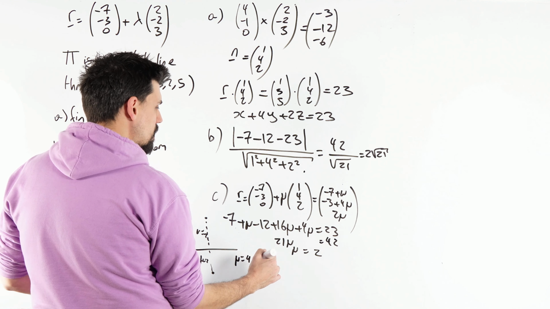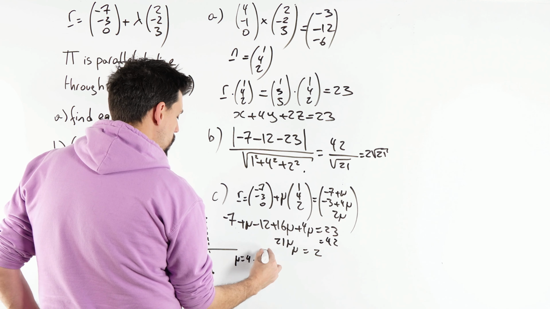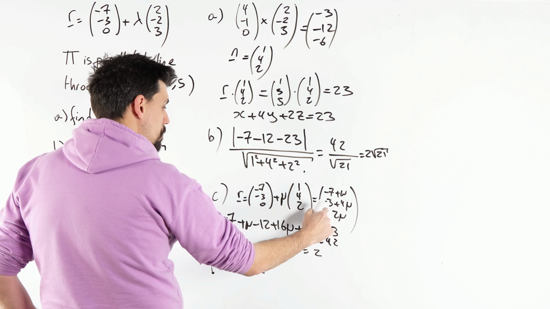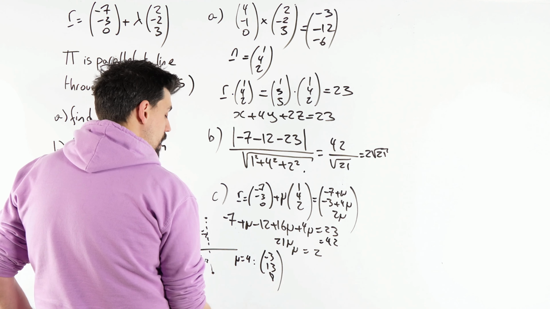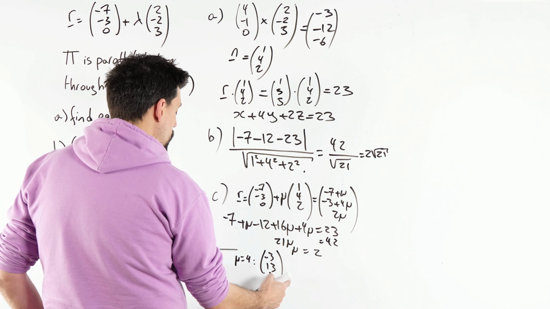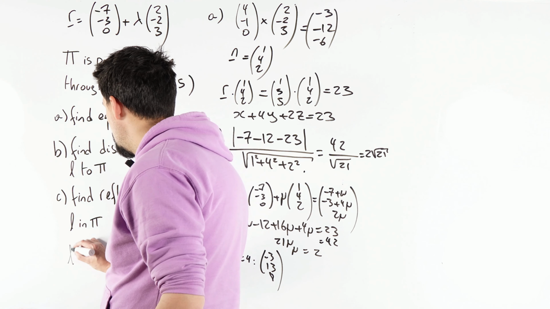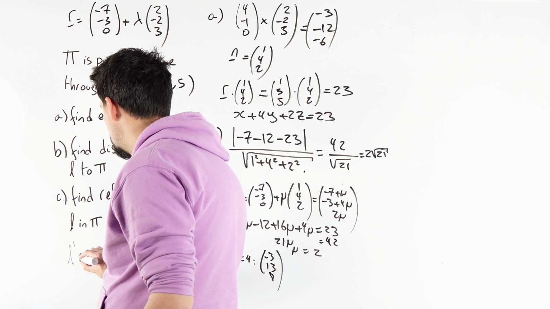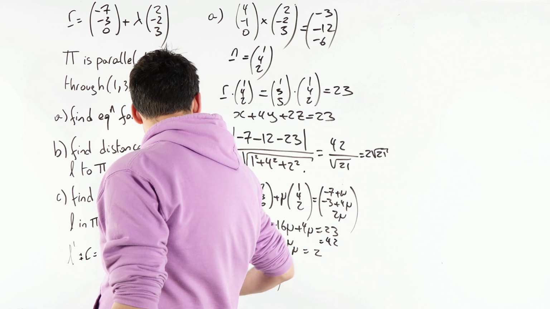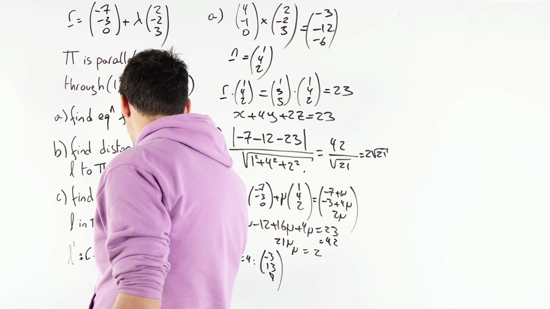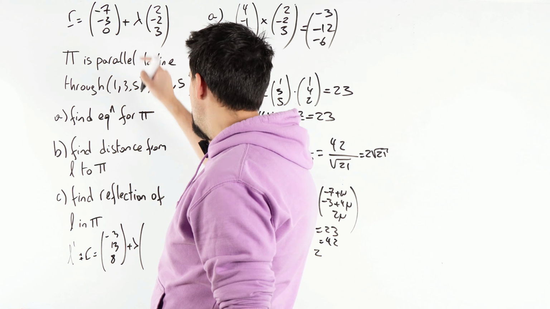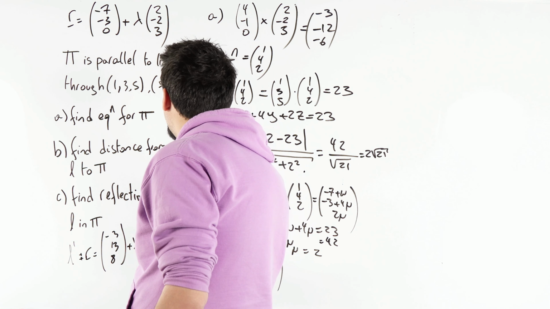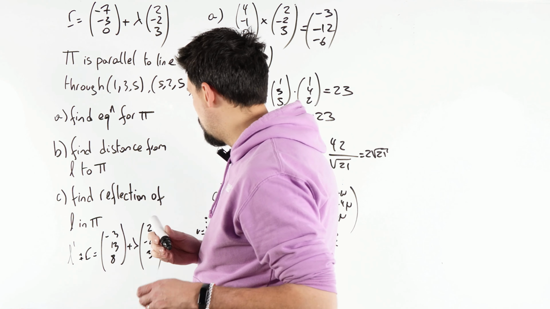So my new point is going to be minus 7 plus 4 is minus 3. Minus 3 plus 16 is plus 13 and 8. All right, so I've now got the new point. I'll do it here. So L dashed, R is, that's the point, minus 3, 13 and 8 plus lambda lots. It's still parallel. And there we go.